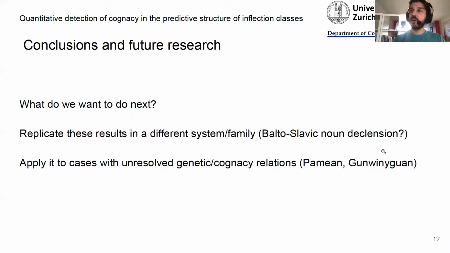Or can we apply it in cases of languages which we are not completely sure whether they are genetically related or not? For example, in Northern Australia, in Arnhem Land, there are a lot of languages that have inflection class systems based on tense aspect mood suffixes, and there is disagreement about which of these languages are genetically related or not. We believe that if these entropy or predictability metrics do keep some strong phylogenetic signal, then they could be used in this type of debate.